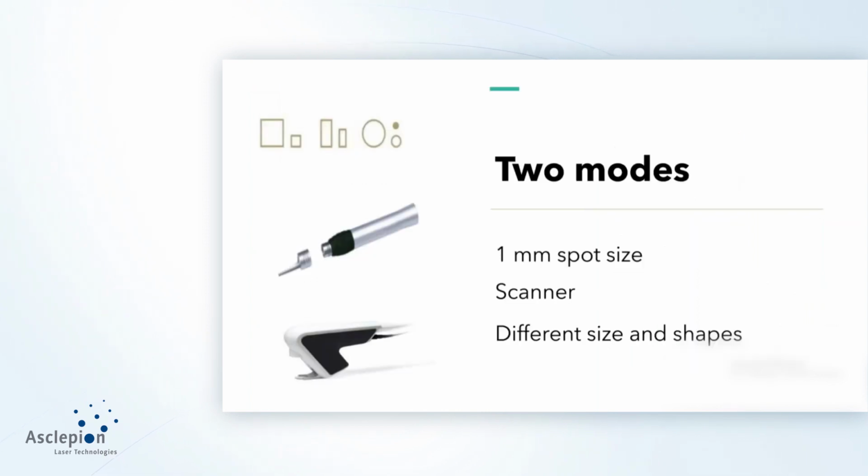QuadroStar has two modes. The first mode is a 1 millimeter spot size. The second mode is scanner mode. Each mode has different parameters, different shape, different size, allowing us to treat all lesions, whatever their size or shape.